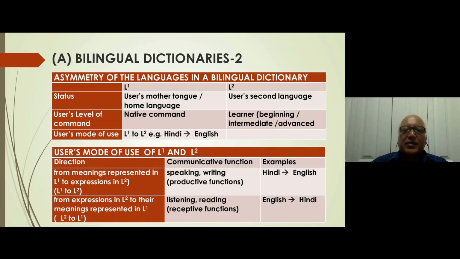So this asymmetry in languages, in the languages of the bilingual dictionary, is an issue that will come up later in the context of what we will discuss of the NEP provisions suggested for embedding multilingualism in our educational initiatives.